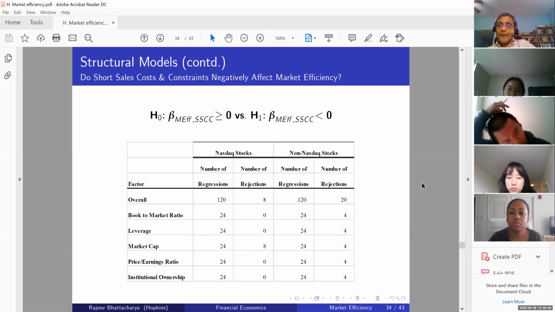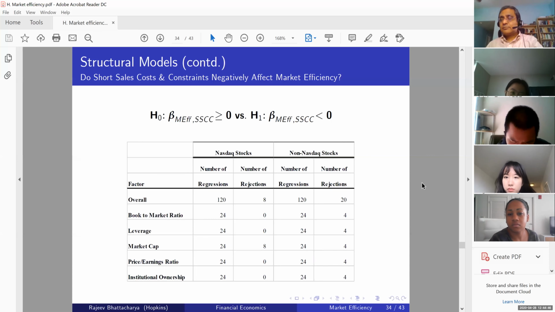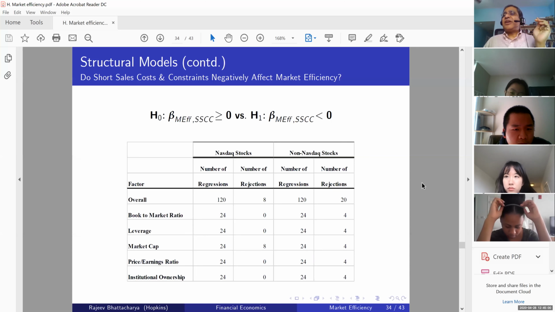Professor, so when we are trying to figure out the empirical questions about market efficiency, what would be the dependent variable over there? Oh, the regressand, the left-hand variable is market efficiency, the different measures of market efficiency.